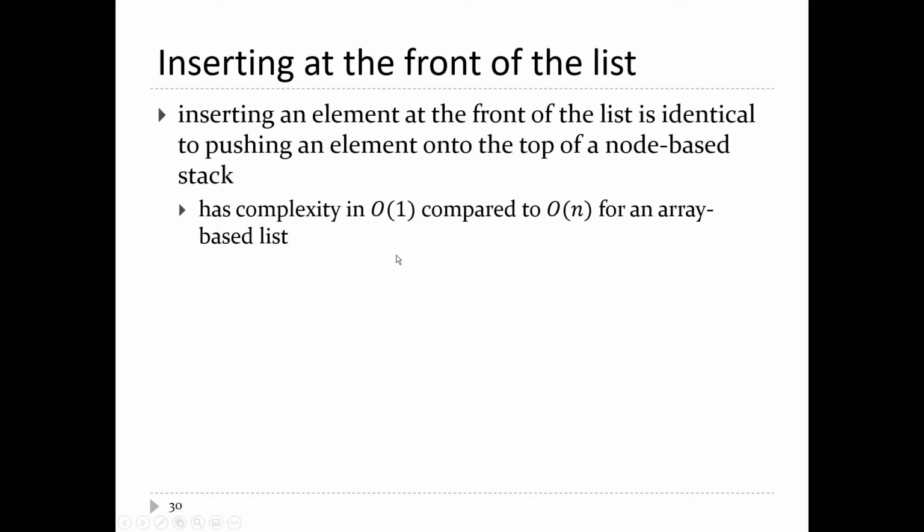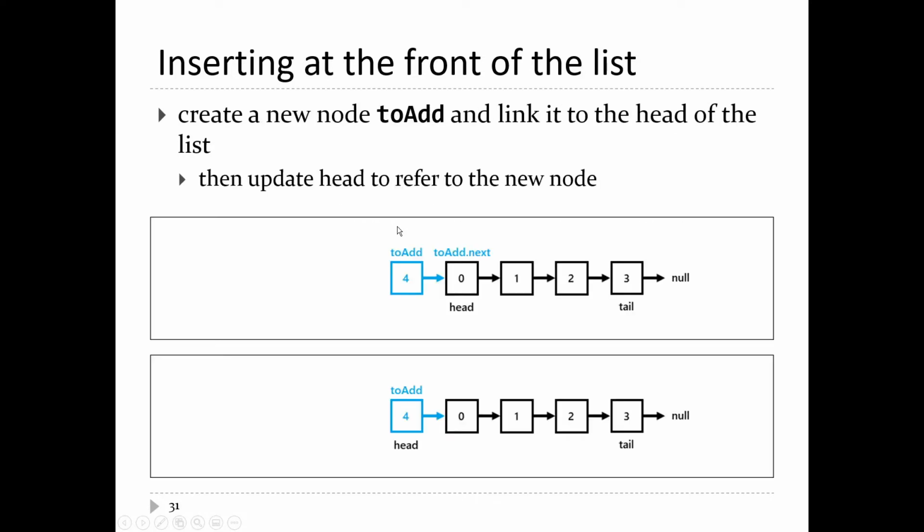Whereas in a linked list implementation, we just make a new node and join that to the front of the list. And so that has complexity big O of 1. So inserting at the front of the list, we just make a new node. We're going to call that toAdd. We're going to set toAdd's next link to point to the head node. And then we're going to adjust the head node so that it points to the newly added node.